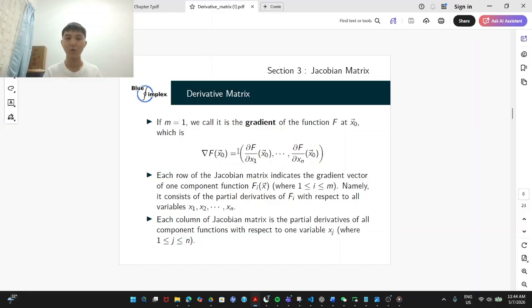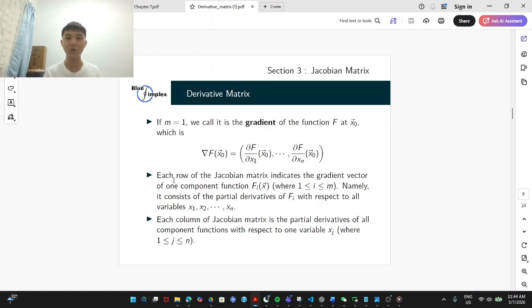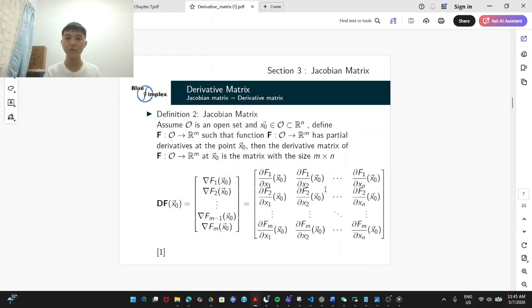To memorize this derivative matrix, which looks complicated, we can look at it this way. Each row of the Jacobian matrix is the gradient vector of one component function fi. Let me give an example. The gradient of the component function f1 is the partial derivatives of f1 with respect to s1, s2, up to sn. So how many rows are in this derivative matrix? Totally m, because the number of rows follows the dimension of f.